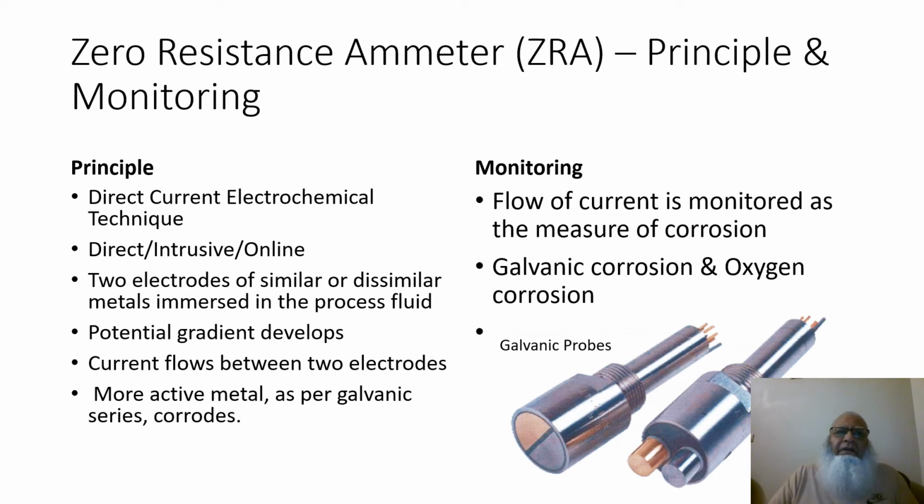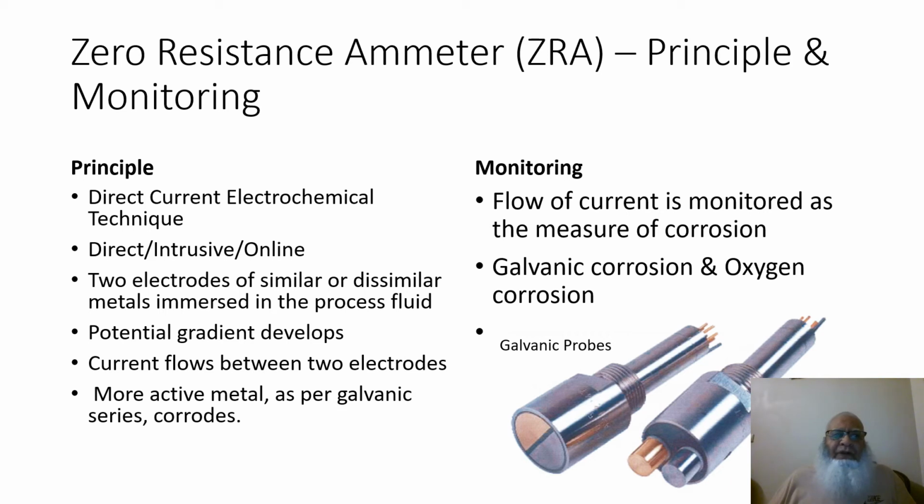This technique is based on the zero resistance ammeter. Its principle in monitoring: this technique measures the galvanic corrosion of the system where more than one metal is in both electrolytic and electronic contact in the system. The principle is that it's a direct current electrochemical technique. It's a direct, intrusive, online technique.